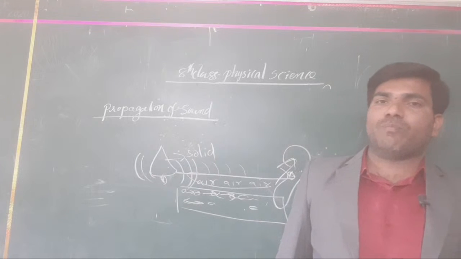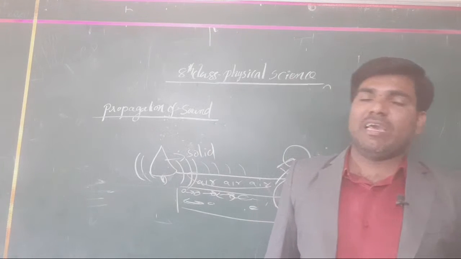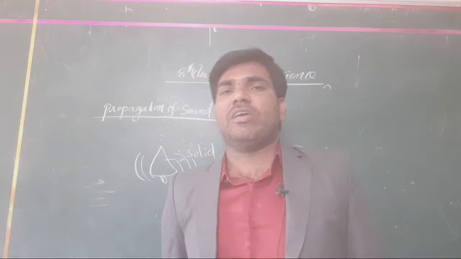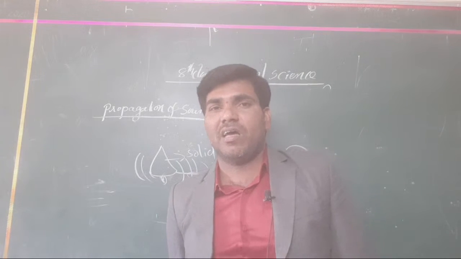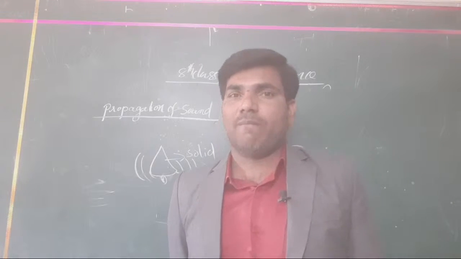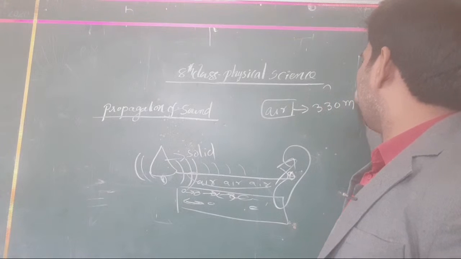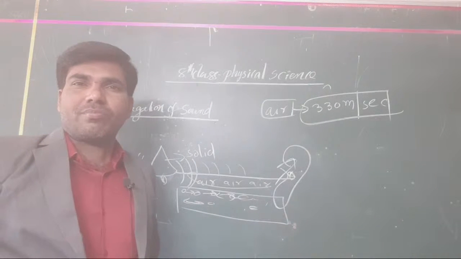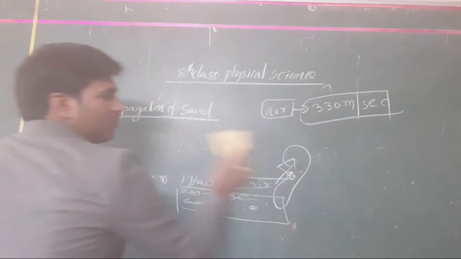Now the next component is how sound is propagated through solids, how it is propagated through liquids, and how it is propagated through air. There is a very high speed in solids. The sound velocity is very high in solids compared with liquids and gases. In air, sound is propagated with a velocity of 330 meters per second. Got it or not? I hope you got it. Clear or not, all the students?